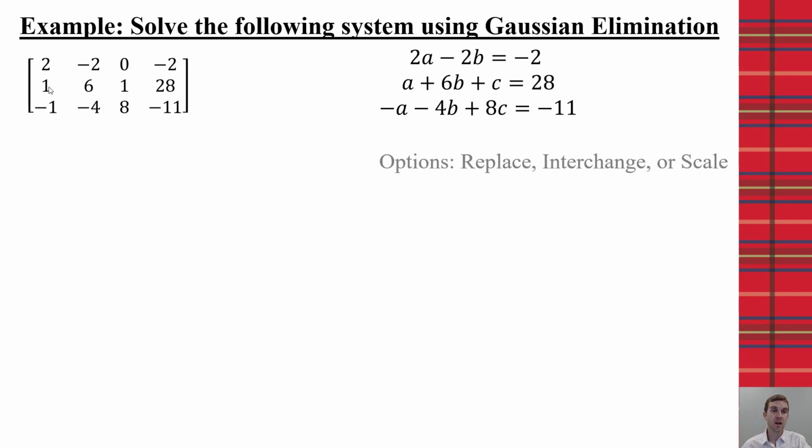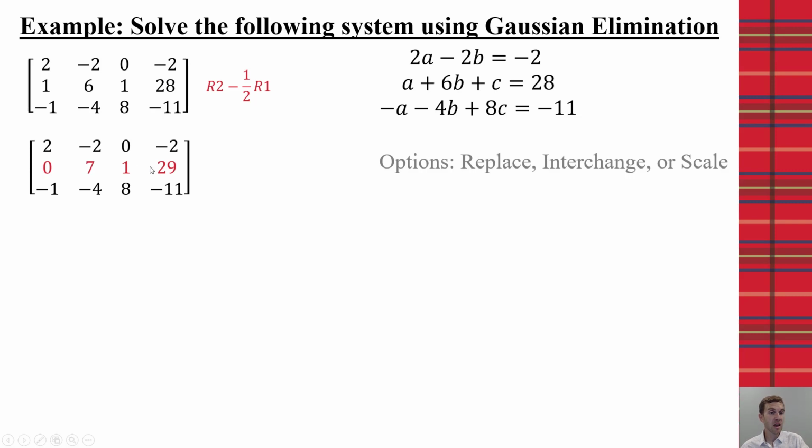If I look at how I can make this 1 become a 0, I have multiple methods. I'm going to take the second row and subtract half of the first row, because 1 minus half of 2 gives me 0. 6 minus half of negative 2 will make it positive 7. This will stay 1, and then 28 minus half of negative 2 will give me 29. So there is my new second row.